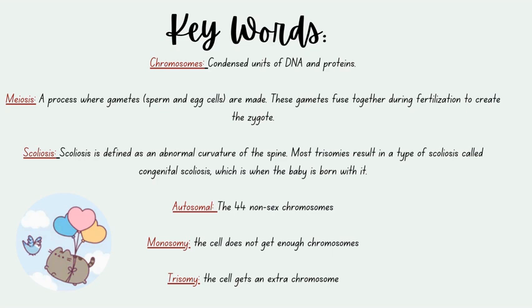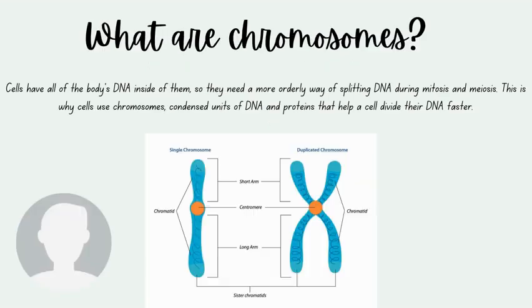Autosomal chromosomes are the 44 non-sex chromosomes. A monosomy is when a cell does not get enough chromosomes. It only gets one instead of a pair. And a trisomy is when a cell gets an extra chromosome, 3 instead of a pair.